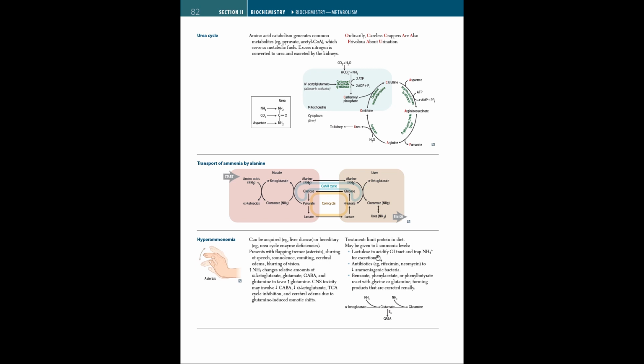So we can give lactulose to acidify the GI tract and trap NH4+ for excretion, antibiotics such as rifaximin and neomycin to decrease ammoniagenic bacteria, and benzoate, phenylacetate, or phenylbutyrate, which react with glycine and glutamine, forming products that are excreted renally.